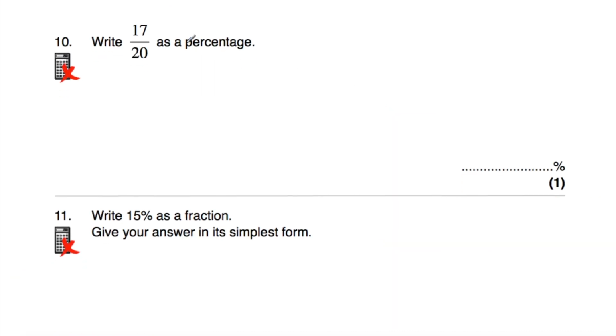Okay, question number 10 says to write 17 over 20, or 17/20, as a percentage. Now this one's quite nice again because we've got 20 on the denominator, and we can get from 20 to 100 quite nicely by just timesing by 5. If we times 20 by 5, we get 100 on the denominator, and then we could just times the numerator by 5. So let's do 17 multiplied by 5.